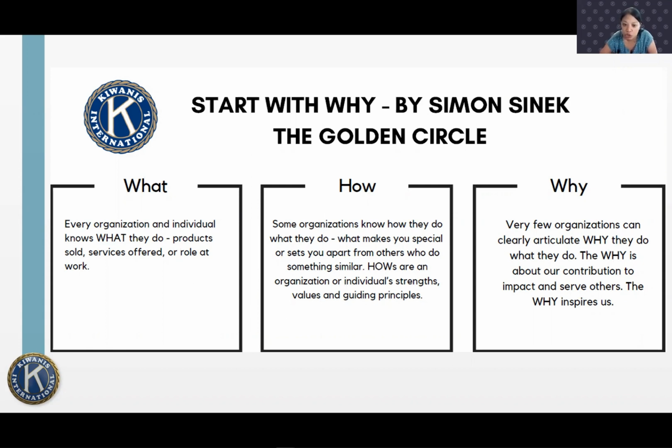But here it tells you the what for your organization: the products sold, the services offered, and your role. The how is the organization's strengths, the values, and guiding principles that will propel the mission forward. And then the why. This is what inspires us. So let's delve a little deeper into that concept.